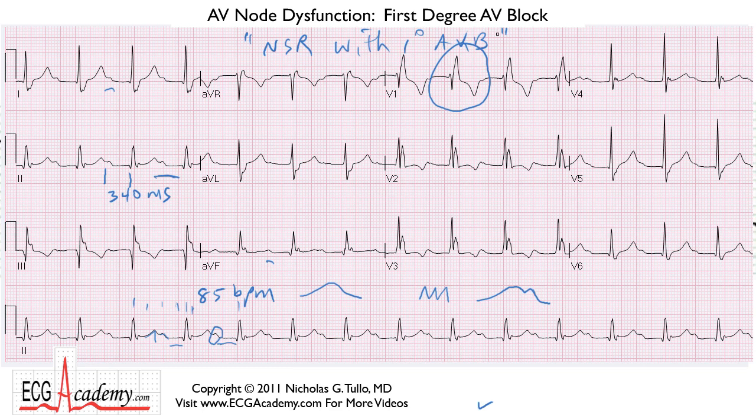That's more of a complete label of the rhythm because, after all, you're trying to make a comment on what the entire heart is doing, both the top chamber and the bottom chamber. And this will become much more important when you have degrees of second and third degree AV block, of course, but just get in the habit of mentioning AV conduction when it's not normal.